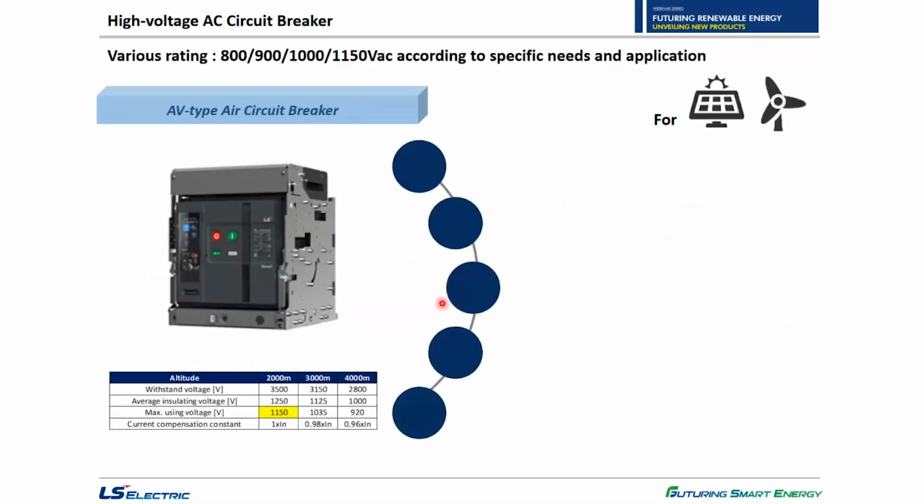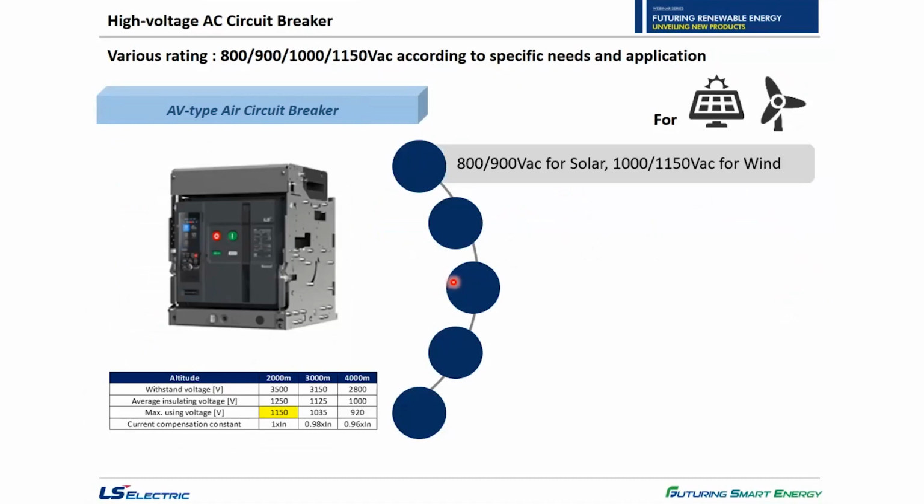Let's move on to the last introduction, the new AC breaker. Here I introduce our AV type air circuit breaker. The most important point on this product is rated voltage, because we have added 800, 900, 1000, and 1150 volt AC for multi-application, which is the maximum rating in the industry.